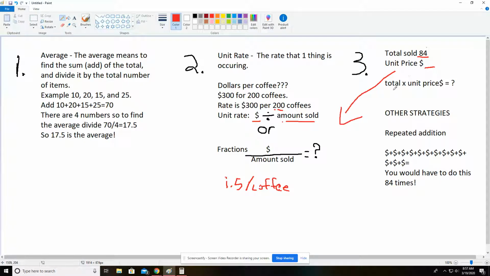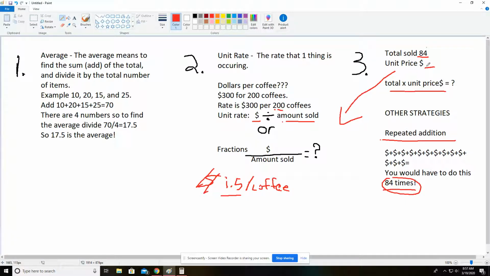So all you have to do is take the total amount sold, which was 84, times how much each coffee costs. That's going to give you the total profit they made yesterday. One other strategy you could use, obviously, is repeated addition, but keep in mind you're going to have to add all the unit prices together 84 times. So if each hot chocolate was $1.50, you'd have to add that up 84 times. I think this way, in my opinion, is easier.